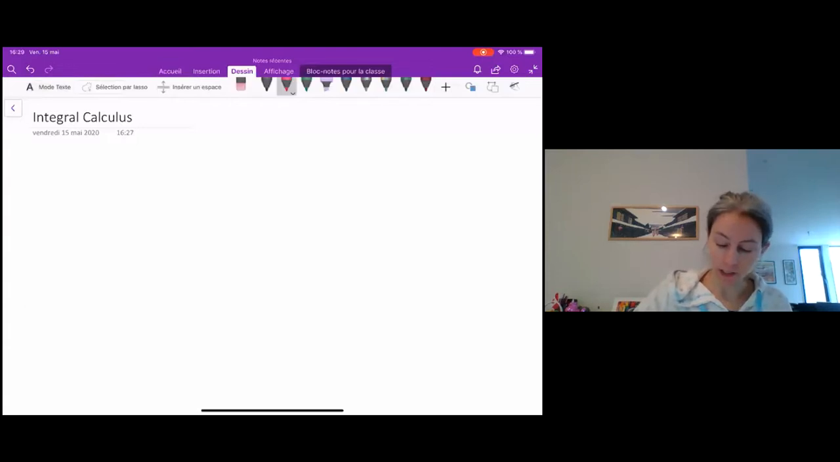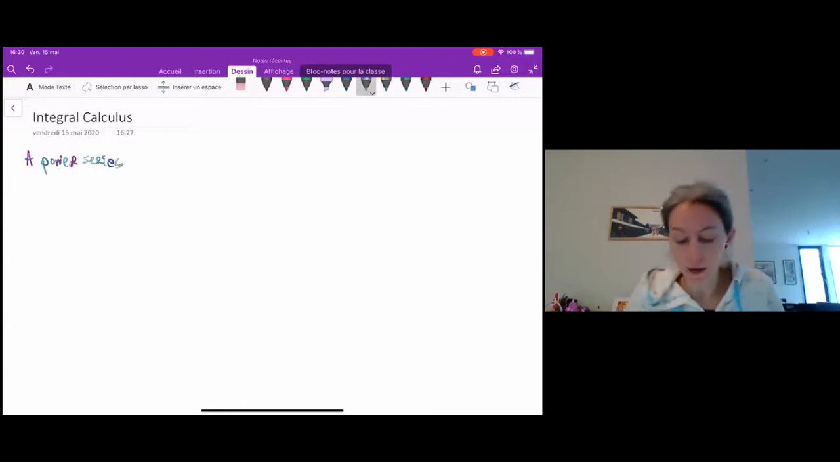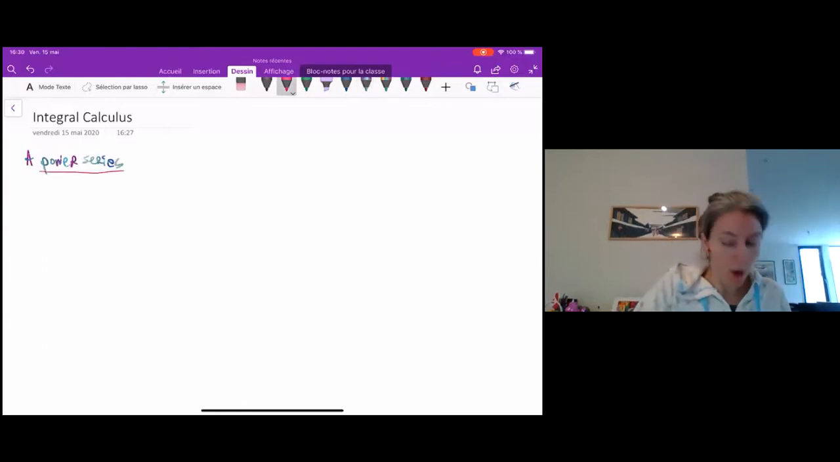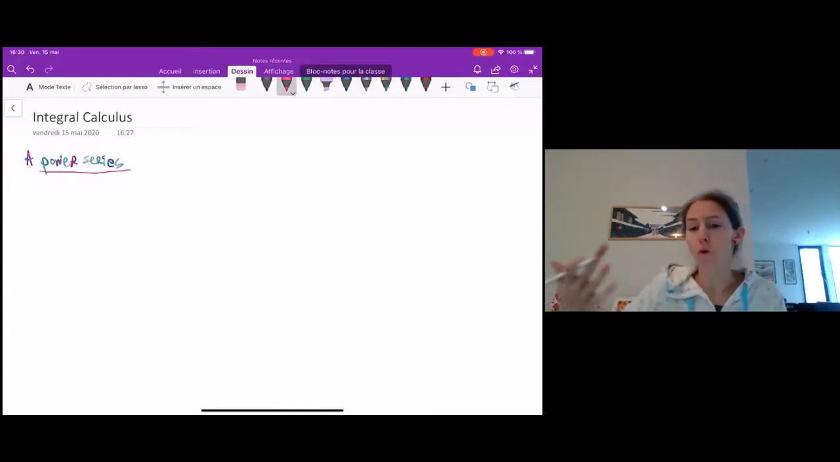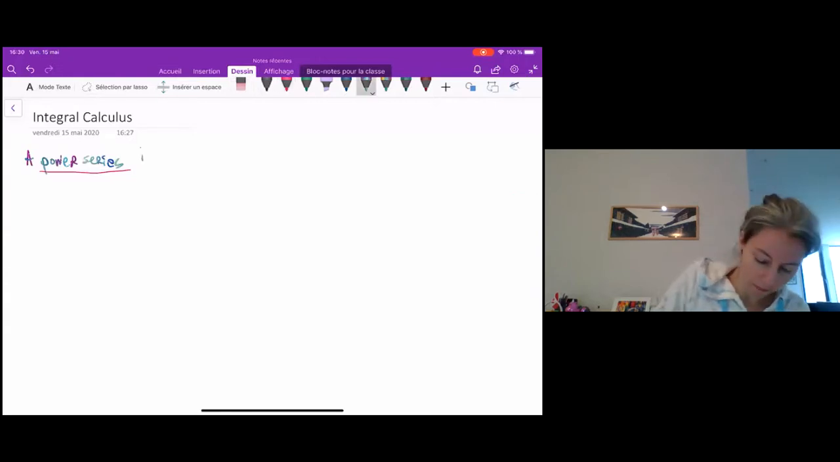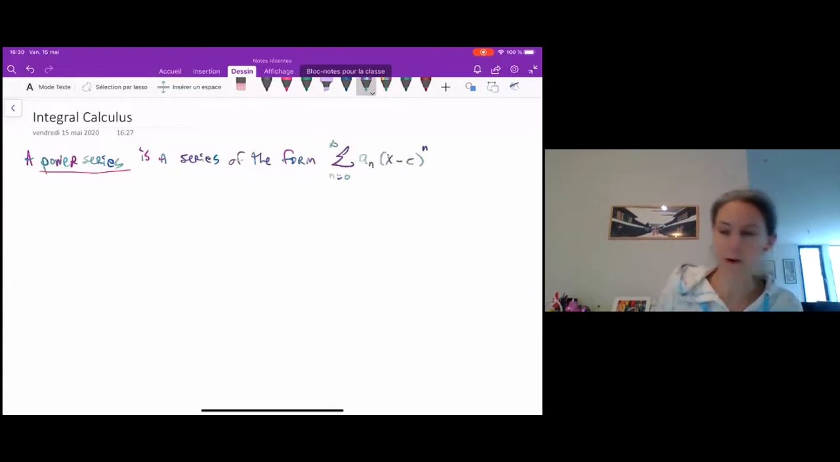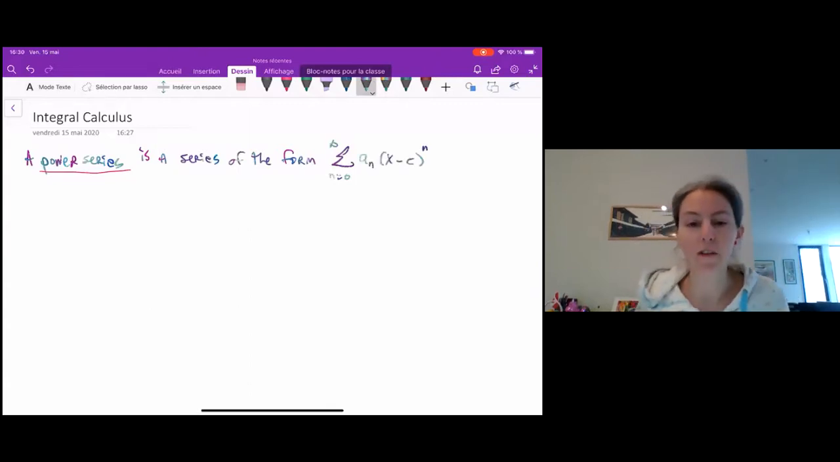Okay, so we know what a power series is. A power series is a series that is kind of like an infinite polynomial. In other words, it is a series that contains x's, not just known numerical values. So it is a series of the form n equals 0 to infinity a sub n times x minus c to the power of n, where c is the center of that power series.